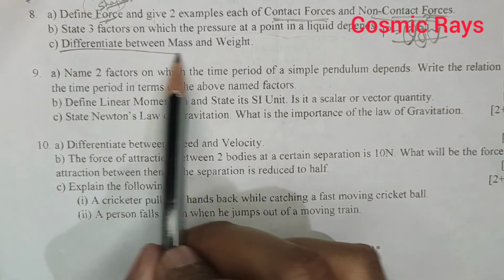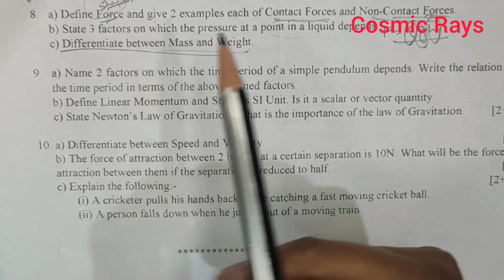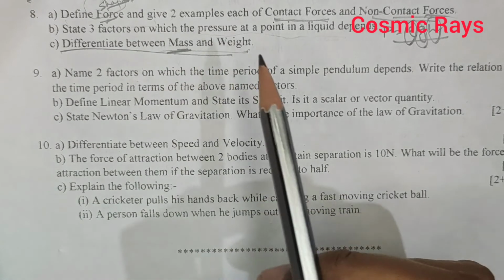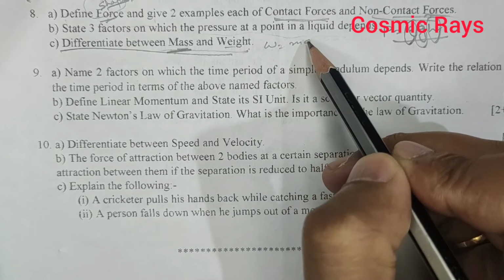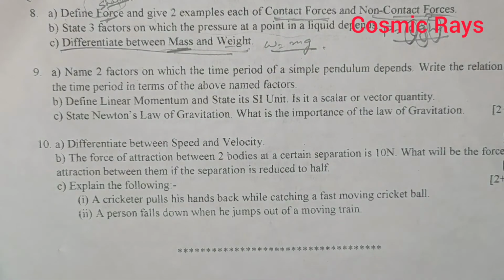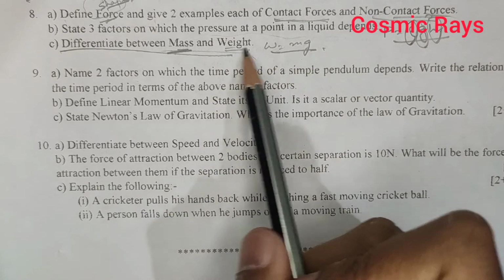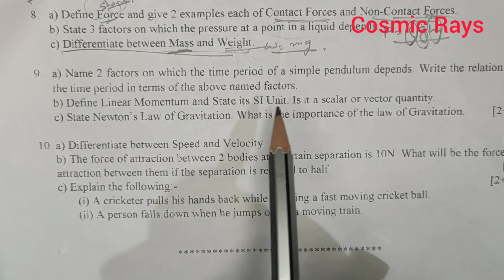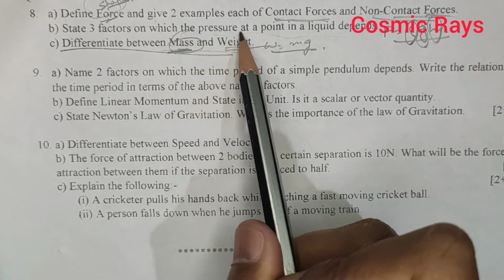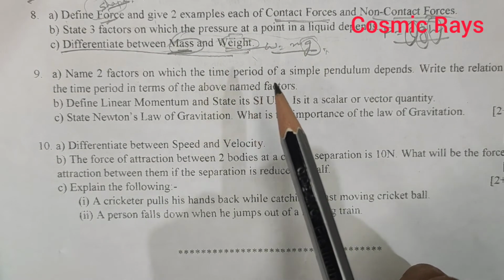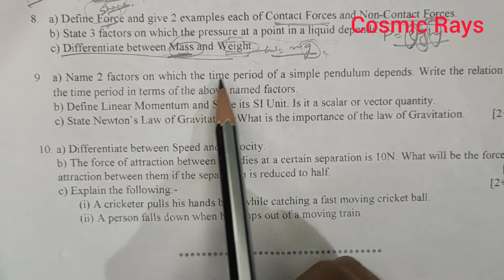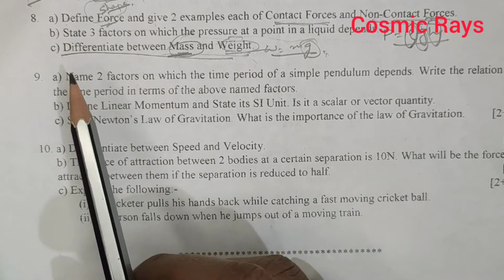Now differentiate between mass and weight. Again a direct question. Mass is the amount of matter contained in a body, whereas weight is a product of mass and acceleration due to gravity. One is a scalar quantity, the other one is a vector quantity. So this remains constant and this changes with the changing value of acceleration due to gravity. If you write these 3 points, this should be sufficient.